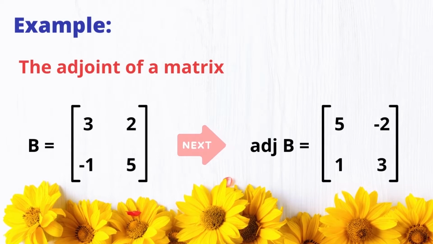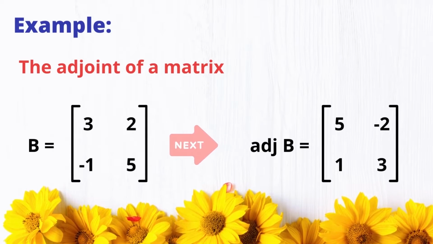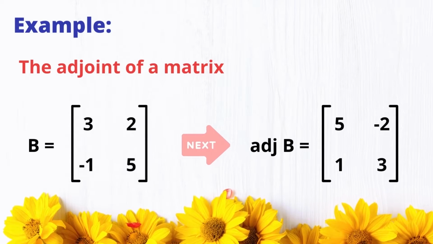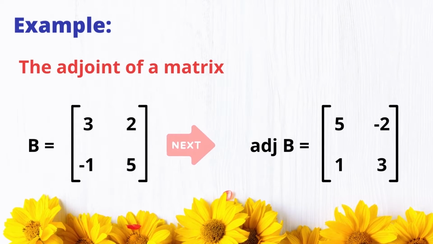In this next example, the elements of the principal diagonal are 3 and 5. After interchanging, the elements of the principal diagonal will become 5 and 3. As you can see, the elements of the other diagonal are +2 and -1. After changing the signs, the elements will become -2 and +1.